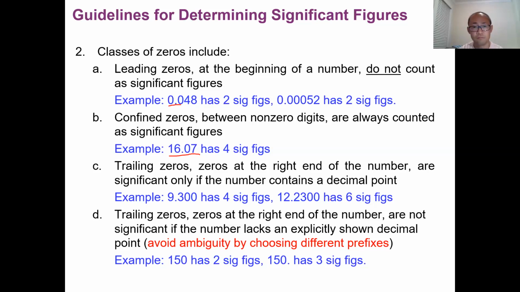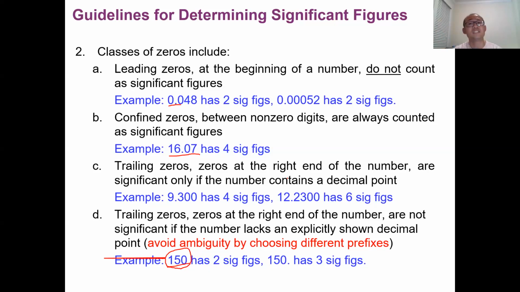If the number does not have a decimal, then the trailing 0 at the right end of the number is not significant. For example, 150 with no decimal point only has 2 sig figs. That 0 is not significant. But 150 with a decimal point, that point makes the 0 significant, so 150. has 3 sig figs. So if you want to write a number without a decimal point and indicate the correct number of sig figs, which we're going to talk about later on, it is better to use scientific notation instead of just writing 150.